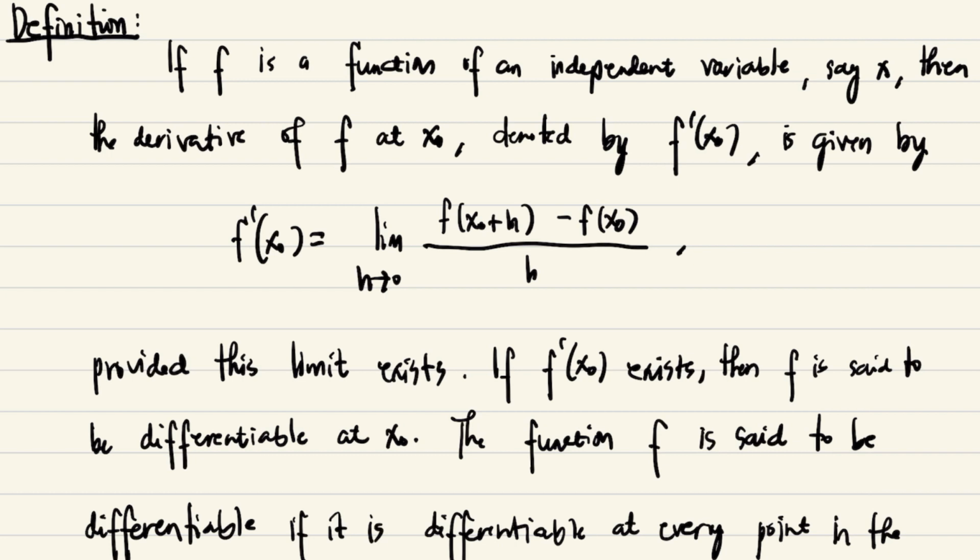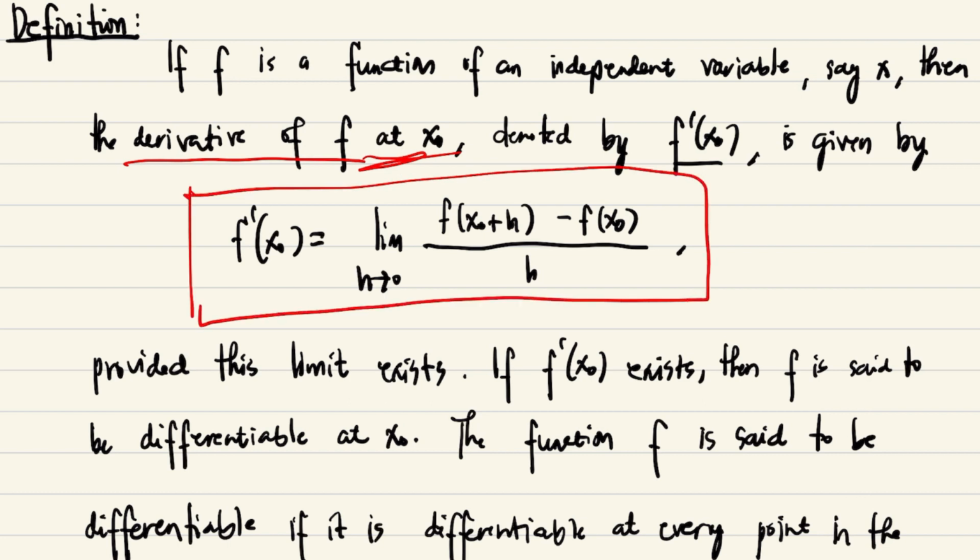For a function f of an independent variable, let's say x, the derivative of f at x sub 0, denoted by the symbol, is given by this formula.